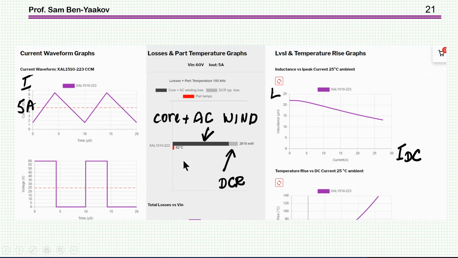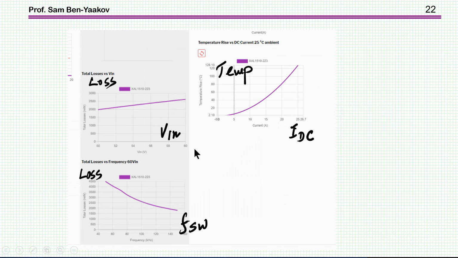For example, it shows you the AC losses. This is core plus winding AC losses, the black bar here, while the DCR, the DC resistance loss, is only this part here for this particular inductor at this 100 kilohertz and this operating point, of course. We see also the reduction of the inductance as a function of the DC. This is very typical. We see it in just any data sheet. And then there's more information here.